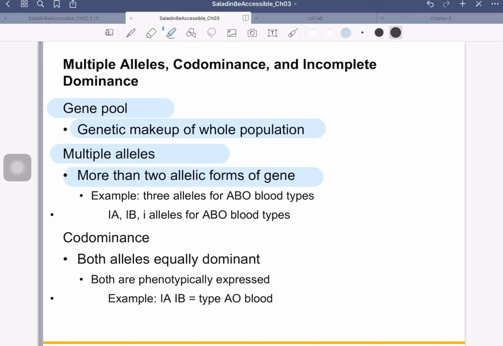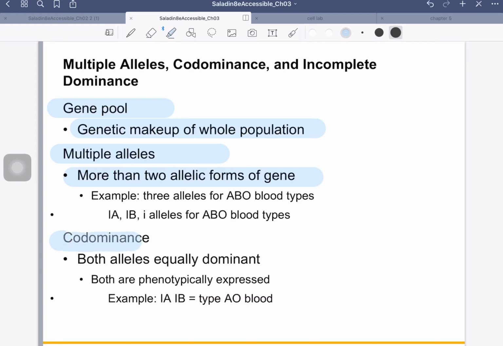Now, here's an example we haven't gone into, but in 1220 we'll come back to, and that would be looking at the blood typing system in humans, where you have the ABO system, where there's multiple allelic forms for that gene.